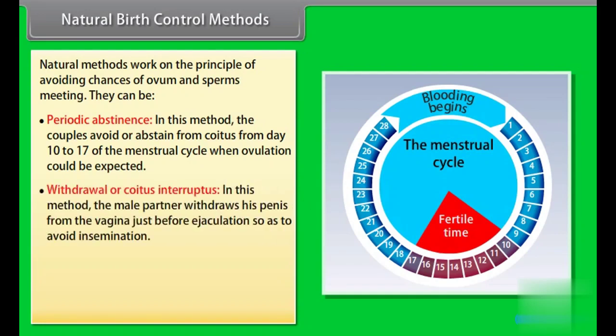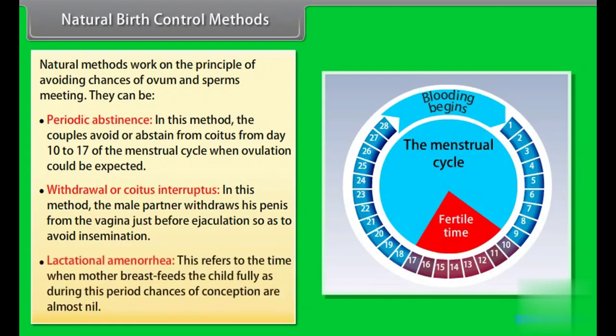Withdrawal or coitus interruptus. In this method, the male partner withdraws his penis from the vagina just before ejaculation so as to avoid insemination. Lactational amenorrhea. This refers to the time when the mother breastfeeds the child fully, as during this period chances of conception are almost nil.